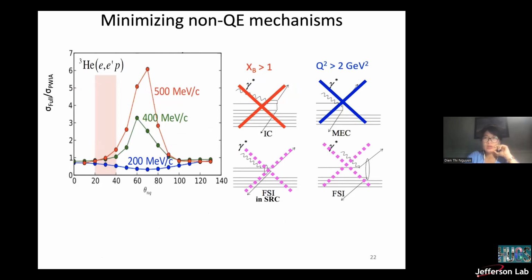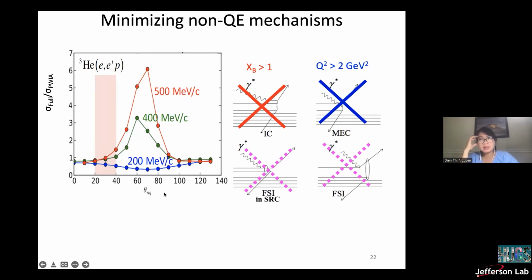For final state interaction, we have a calculation from Misak Sargsian from Florida. He is very much an expert on the A=3 system, from my point of view. What he calculated here is the full process of e,e'p, and the y-axis you can think of as a size of the final state interaction, because it is the full calculation divided by the plane wave approximation, as a function of the angle between the recoil nucleon and the q vector.